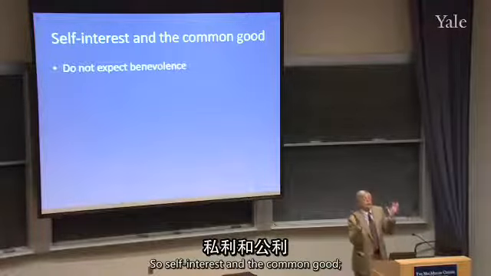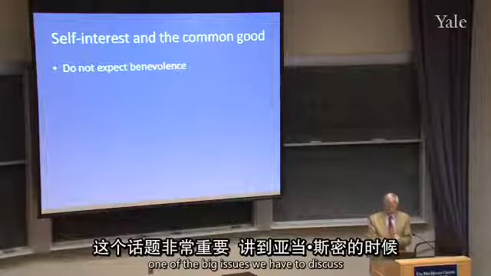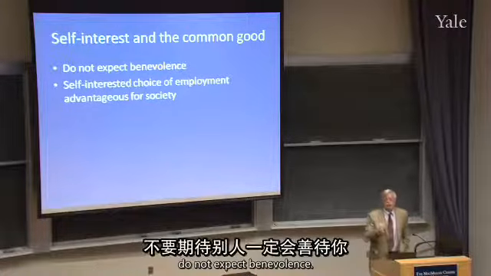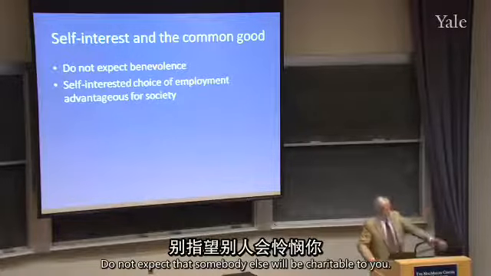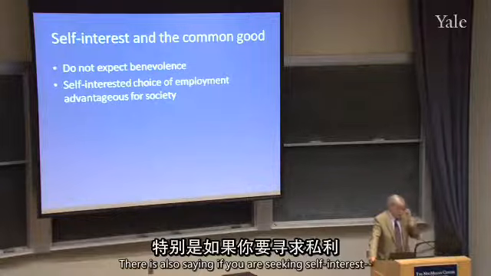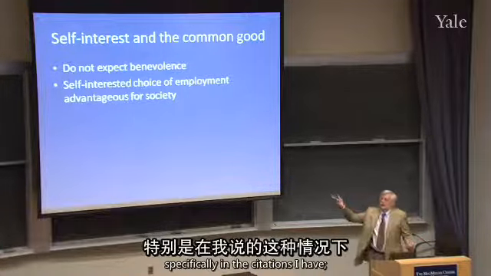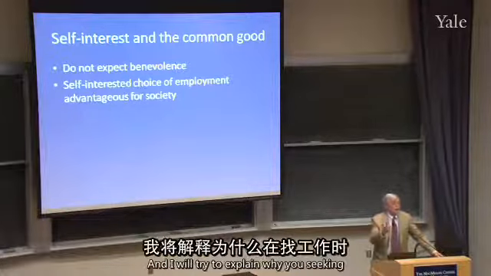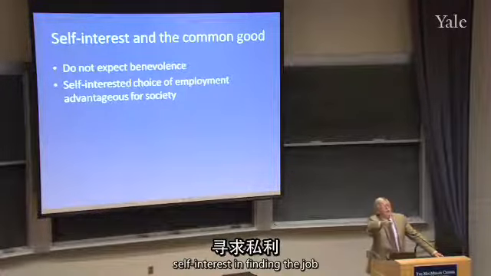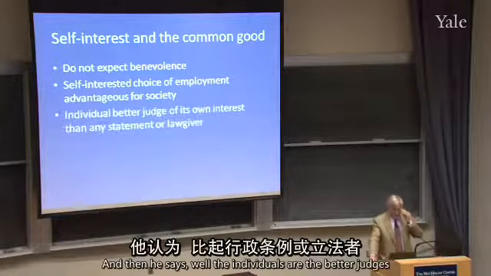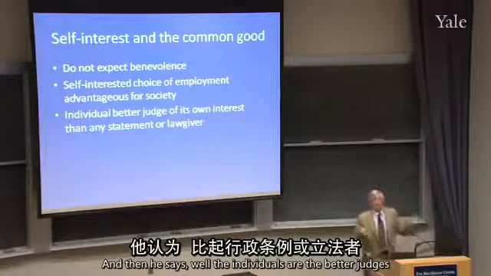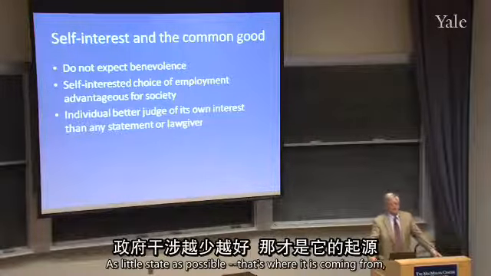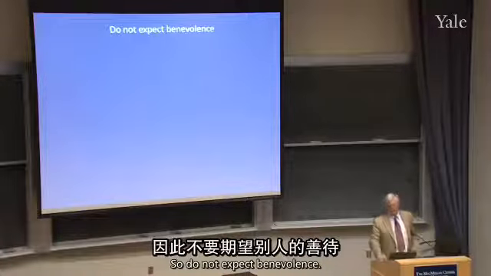So self-interest and the common good is one of the big issues we have to discuss when we are faced with Adam Smith. And the argument is, if you are interacting with each other, do not expect benevolence. Do not expect that somebody else will be charitable to you. There is also the idea that if you are seeking self-interest, for instance in choosing your employment, if you choose it rationally, this will be in the common good. And I will try to explain why seeking self-interest in finding the job which is best for you is also the best for society. And then he says, well, individuals are better judges of their own interest than any statesman or lawgiver. As little state as possible. That's where it is coming from. And we will see how he argues the case. So do not expect benevolence.